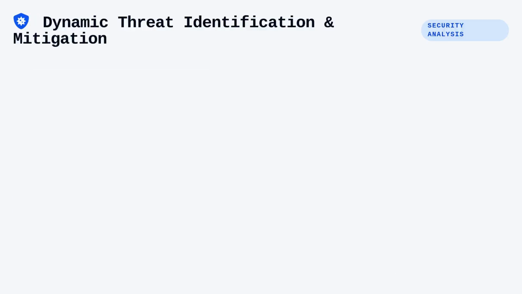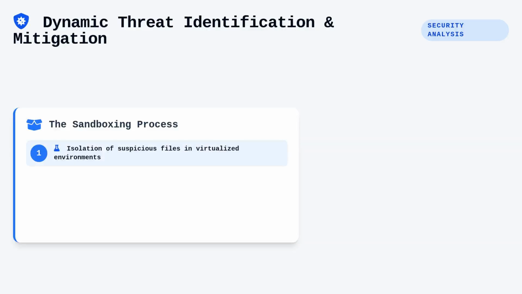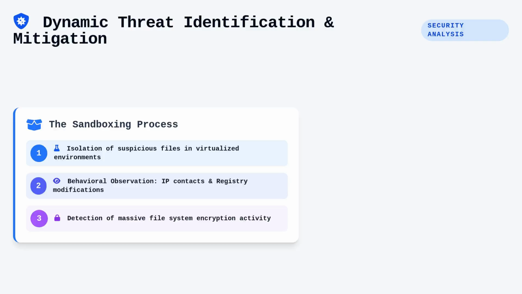To identify these dynamic threats, organizations often rely on sandboxing, which involves executing suspicious files in an isolated, virtualized environment. This approach allows security analysts to observe the malware's behavior, such as attempts to contact specific IP addresses, modification of registry keys, or massive file system encrypting activity, without risking the actual production infrastructure.